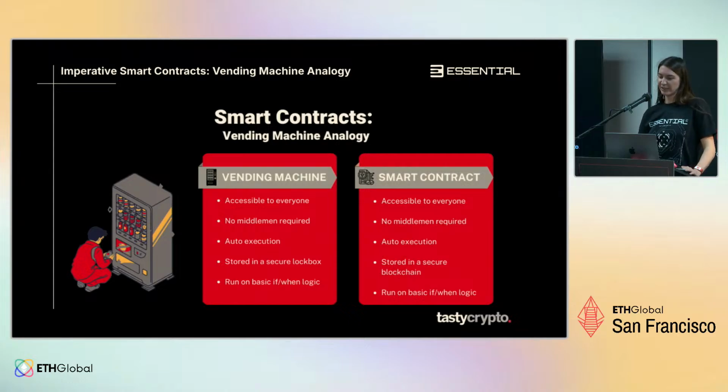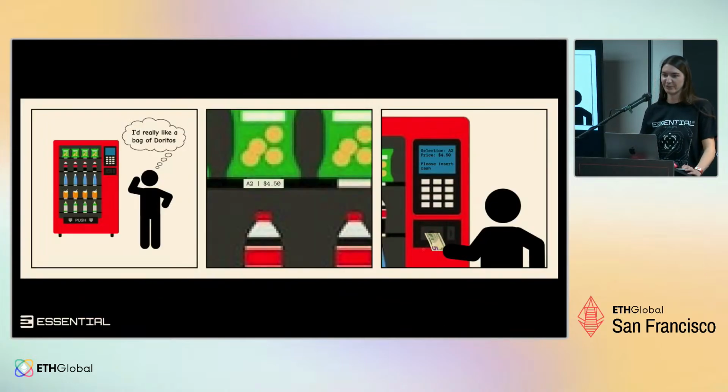But this masks the fact that imperative smart contracts, while they have unambiguous code execution, actually leave a huge amount of room for ambiguity when it comes to what end state you end up getting. To understand why, let's look at the current state of smart contract interactions using this metaphor a little more deeply. Say you go up to a vending machine and you know that you want to buy a bag of Doritos.